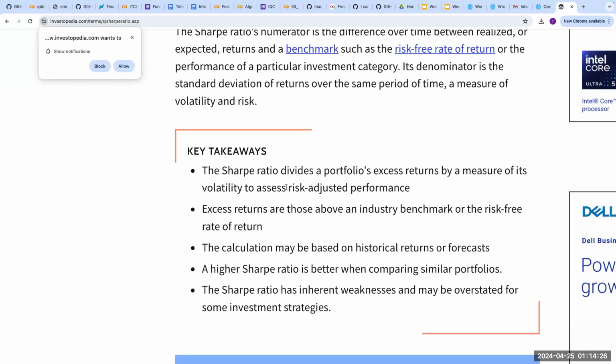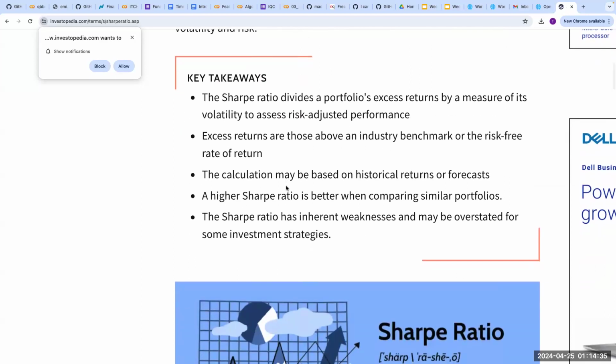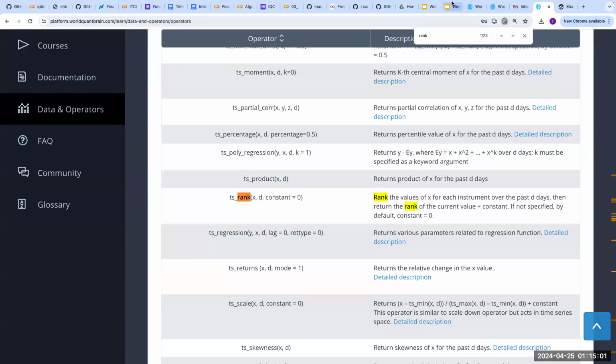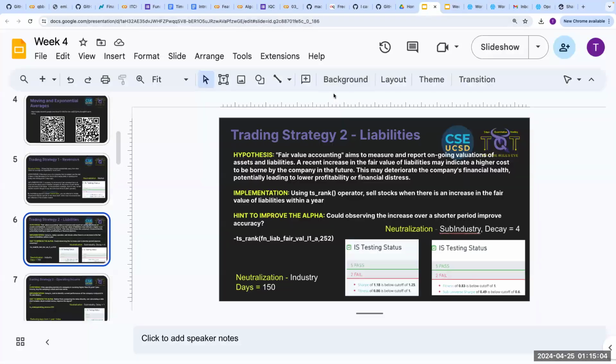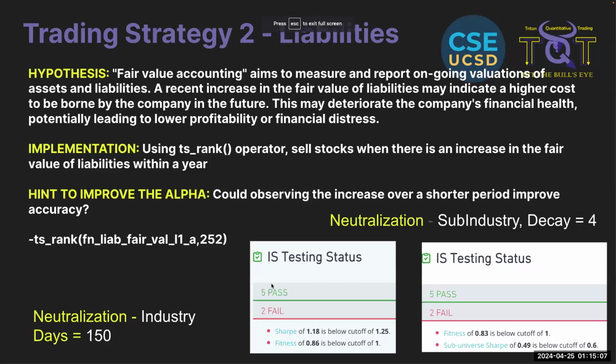It measures the volatility against its risk-adjusted performance. So how volatile your stock or your trading strategy is when you're making investments. So you are aiming to increase the sharp ratio so that you're not in a highly volatile trading strategy. You are trying to consistently make profit, not too many ups and downs. So that's where your sharp ratio comes into place. Now let's go next to other trading strategies.